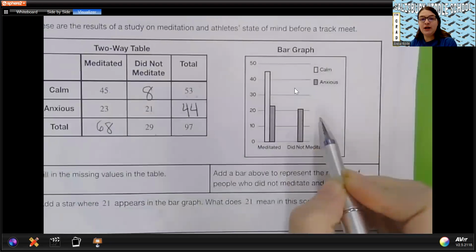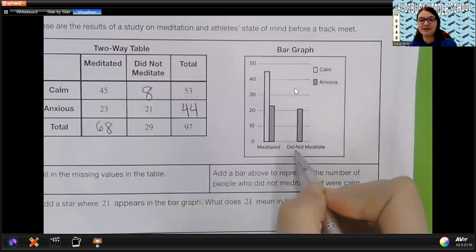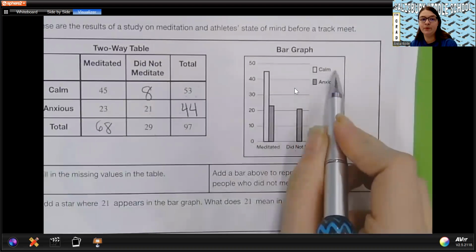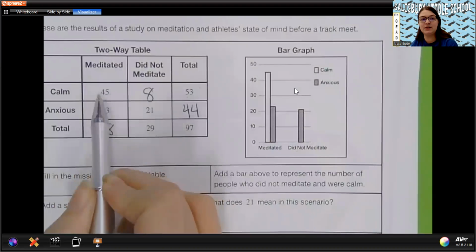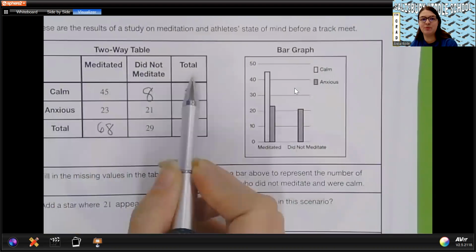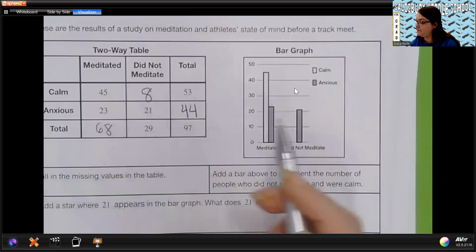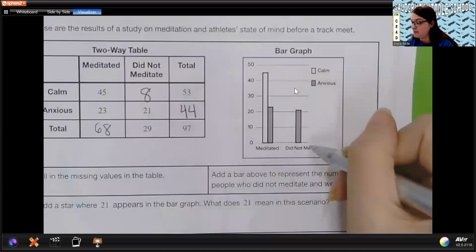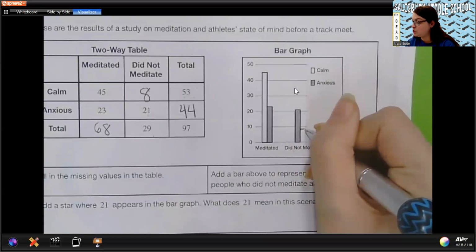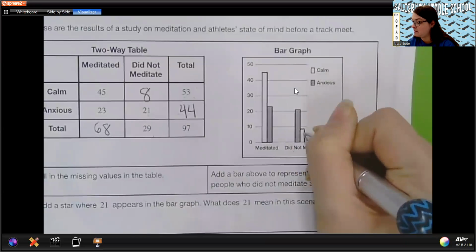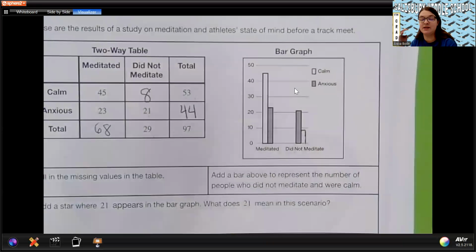So here in the bar graph, we are missing the number of athletes that did not meditate, but were still calm. So we want to look back over here, how many did not meditate, but were still calm? So I'm going to go to the did not meditate, we're still calm. We figured that out to be 8. So for our bar graph, we know it's going to be between 0 and 10, and we want it to be right next to this one as it shows our category of did not meditate here. And I'm not going to color it in. I probably should have put it on the other side so it stays on the same.